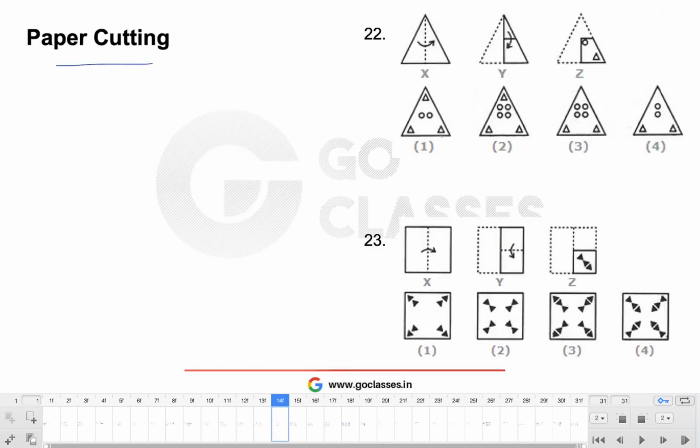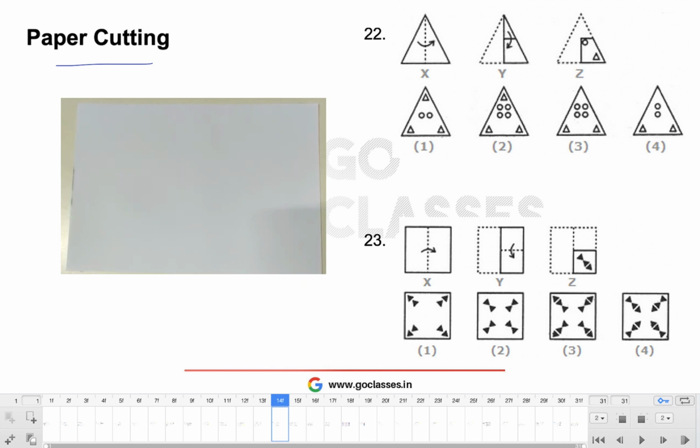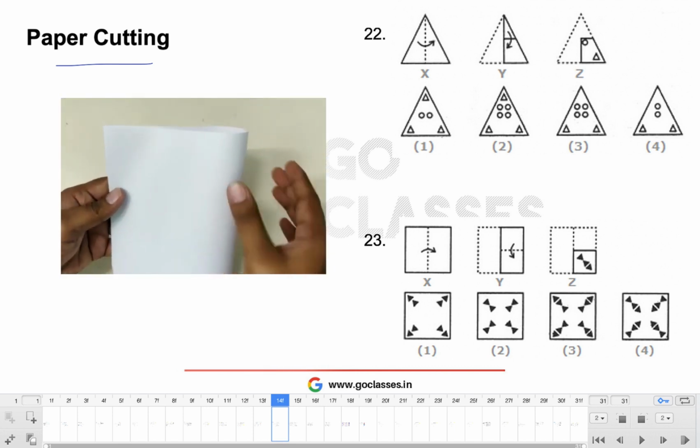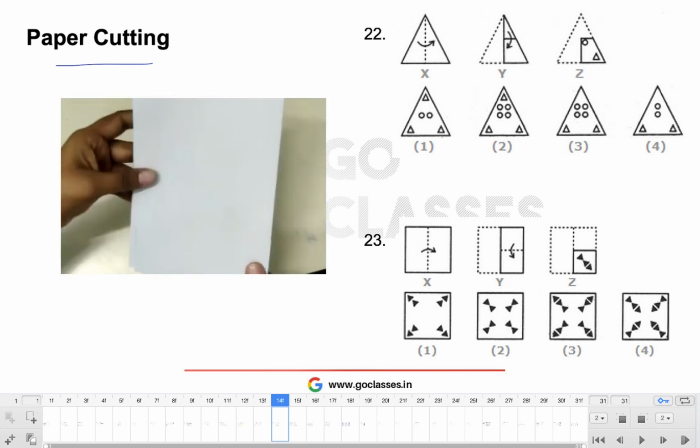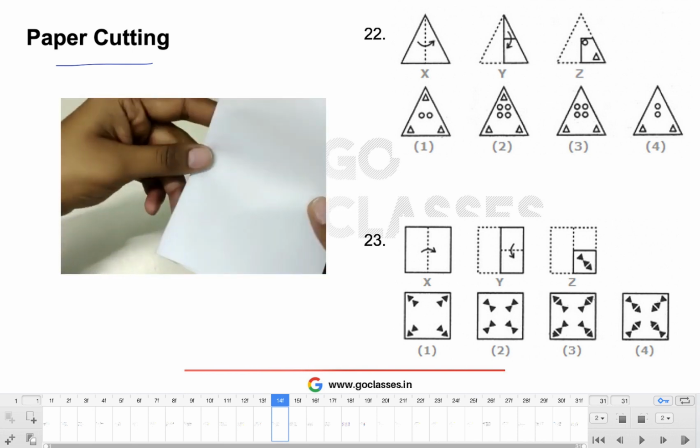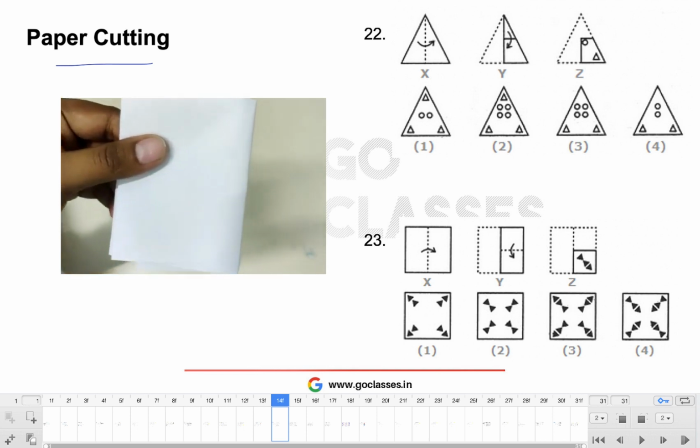Now move to paper cutting. In this, there will be a sheet of paper and that will be folded 1 time, 2 times or 3 times like this. Now some cuts will be performed.